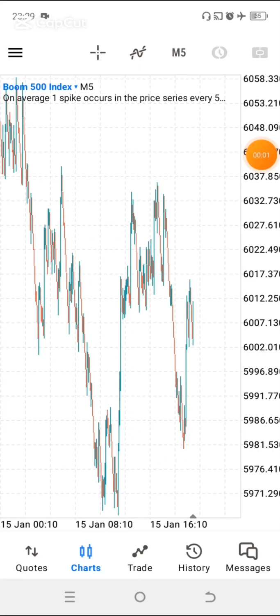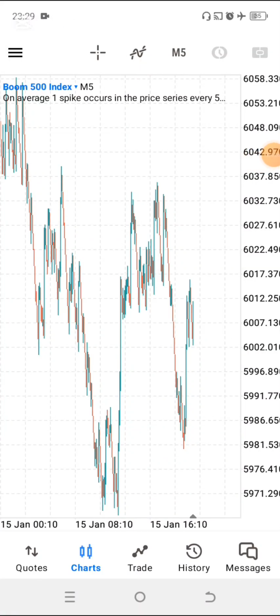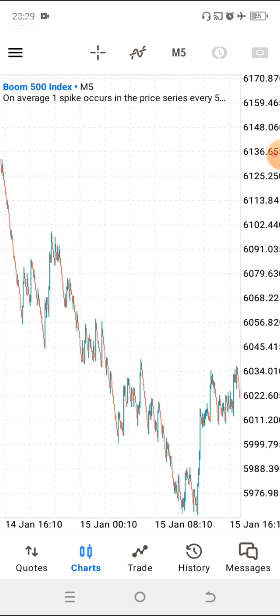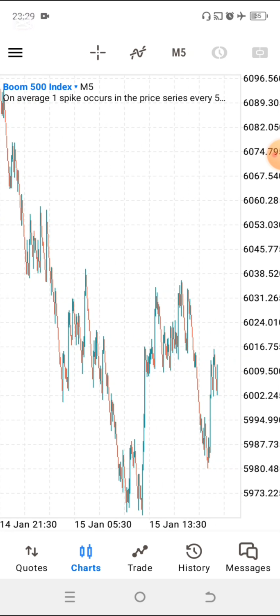How many times have you heard the term trade with the trend? I'm sure that most of you, especially if you're a beginner, will be wondering, how do I know where the trend is? Because sometimes the lower time frame may have its own trend and the higher time frame may have its own. But I'm going to be telling you today what I prefer to do, or how I work things out myself.